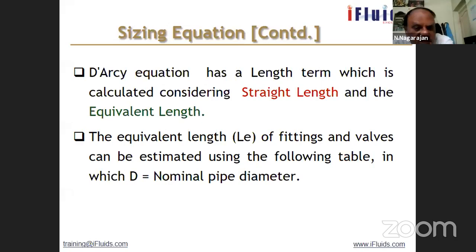Suppose I say a 6-inch, 90-degree elbow, it has an equivalent length. It is expressed in terms of diameter. So the equivalent length for a 6-inch 90-degree elbow may be 10D, meaning that one fitting is equivalent to 10 times the diameter. Suppose it is 6-inch, then one elbow is equal to 60 inches. So we have to convert all the fittings into equivalent lengths and add them along with the straight length. That will give you the total length, which is the term used in the formula.